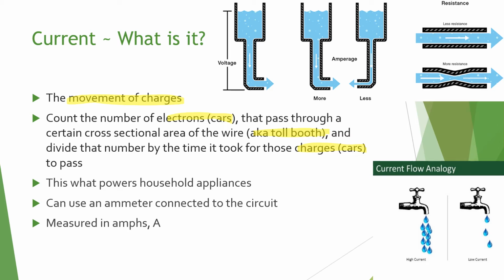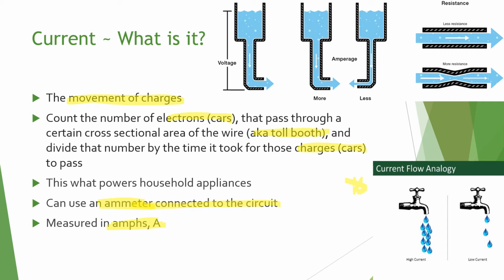This is what powers household appliances. Very important, you can use an ammeter connected into the circuit to measure current. An ammeter is a device that measures current, and the unit that current is measured in is amps. So we have a diagram down here.